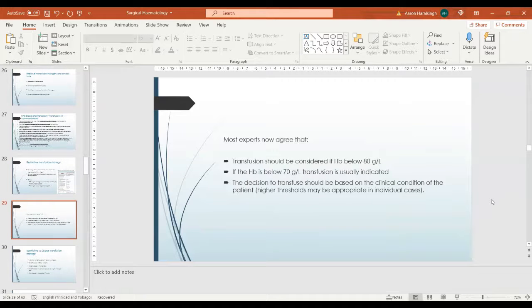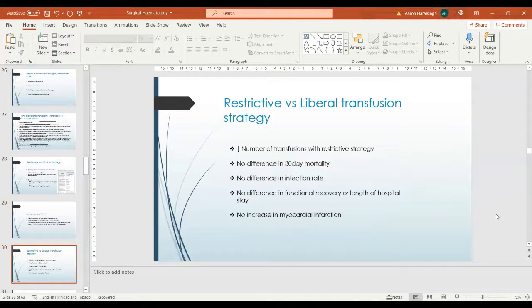Most experts now agree that if the HB is below 8, transfusion should be considered. And most patients, they transfuse if the HB is below 7. But of course, this depends on the clinical condition of the patient.